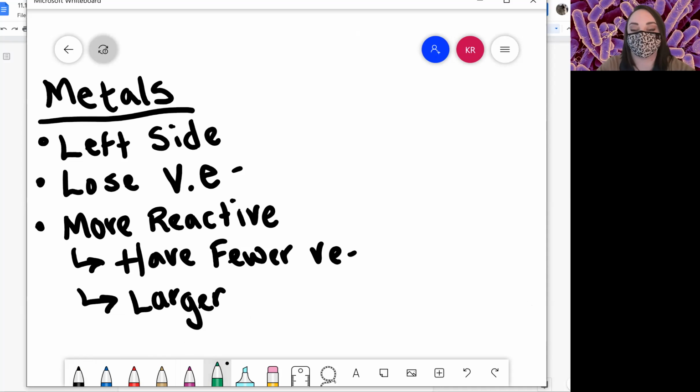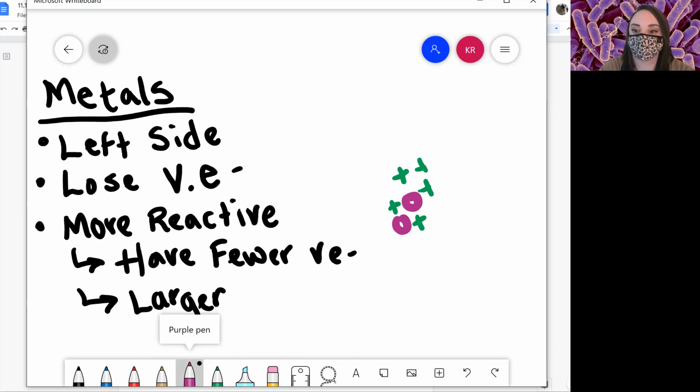So if I have an atom, and we're going to say I've got my protons, too many. I know I've got neutrons in the nucleus. Okay, and then I have to draw electrons.